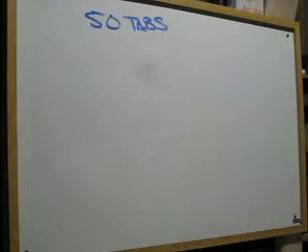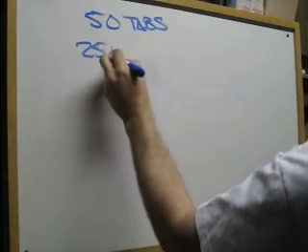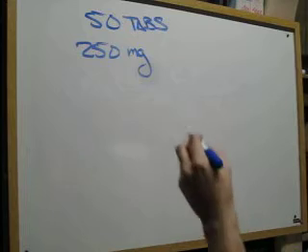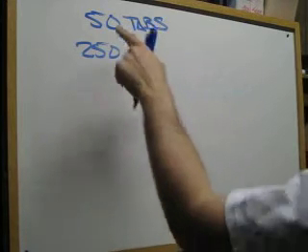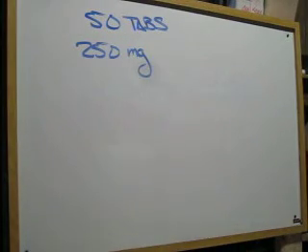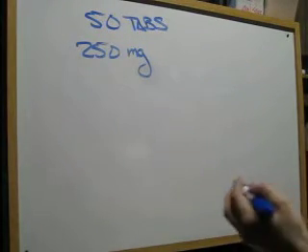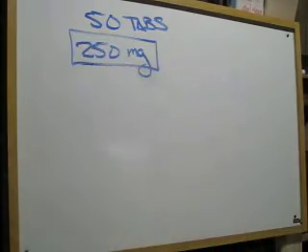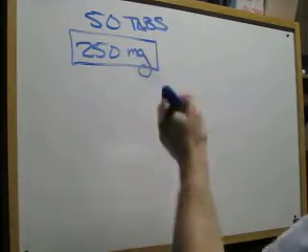And each tablet contains 250 milligrams. What is the total number of grams in the bottle? So what they're asking you to do is how many grams are in all 50 of these tablets added up. Well, first of all, we need to find out how many milligrams, because that's what they give us here. This is weight. How many milligrams are there in 50 tablets?